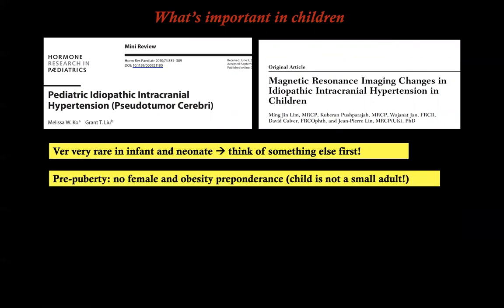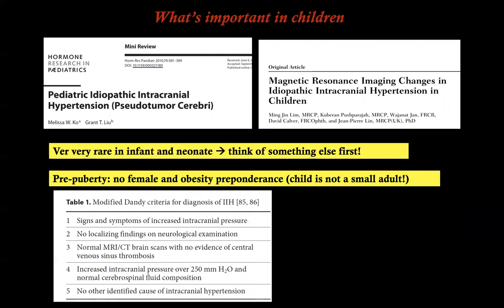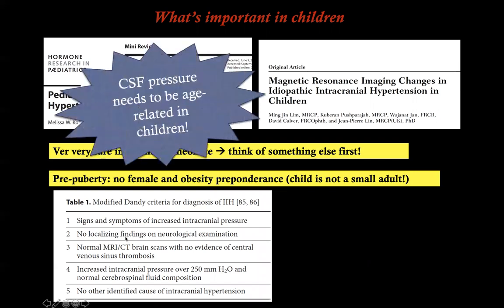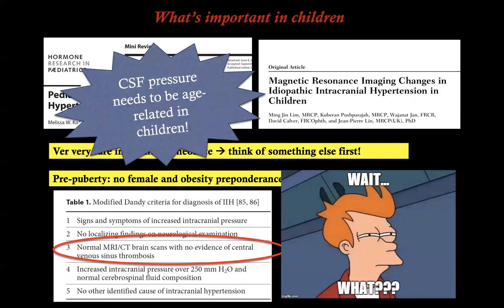Pre-puberty, there are no real risk factors like in adults. Normally, adults are female and obese. In pre-puberty, there are other risk factors. These are the criteria, the modified Dandy criteria for pseudotumor cerebri, but you need to understand the CSF pressure needs to be age-related in children. This is a criteria for adults. It's also important that the criteria require a normal MRI or CT brain, especially with no evidence of venous sinus thrombosis, which is the first cause of non-idiopathic intracranial hypertension in children.